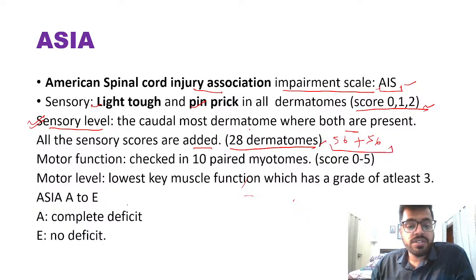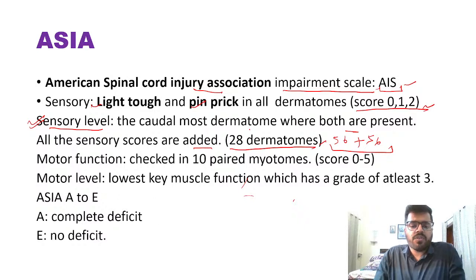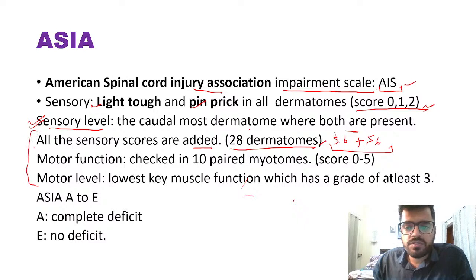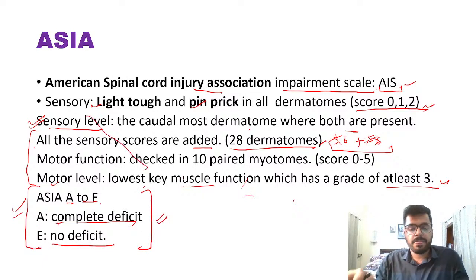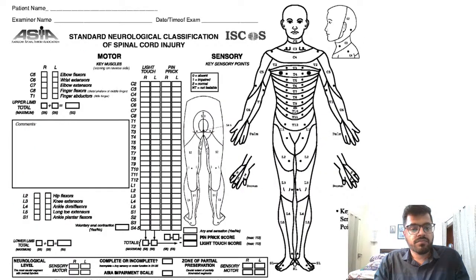Then motor function is checked in 10 paired myotomes. This is not important, let's skip this part, let's forget this. So the lowest key muscle function which has at least grade 3 power is the motor level. So basically you need to remember this last thing, ASIA A to ASIA E. ASIA A is complete deficit and ASIA E is no deficit. This is all you need to remember out of this scoring. You can forget about the rest of it. So this is the ASIA chart for the scoring.